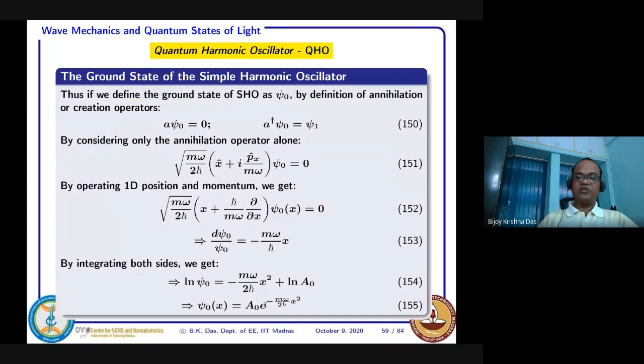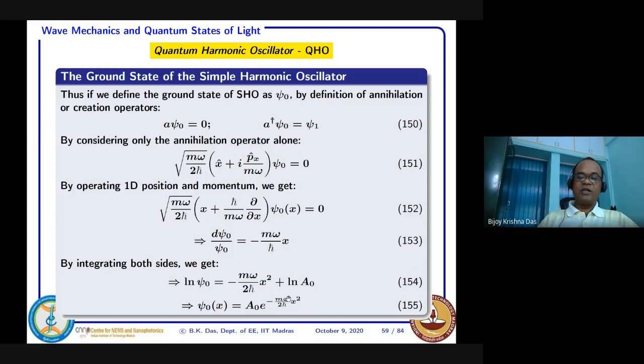Because once it is normalized, you can use all the bracket notation very easily. That means a naught should be suitably chosen. Normalization means: psi star psi, if you integrate over the entire length from minus infinity to plus infinity, that means it is square integrable.